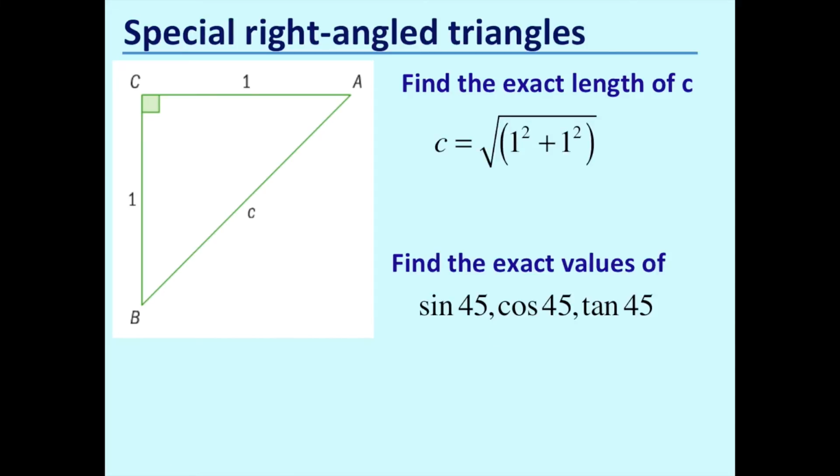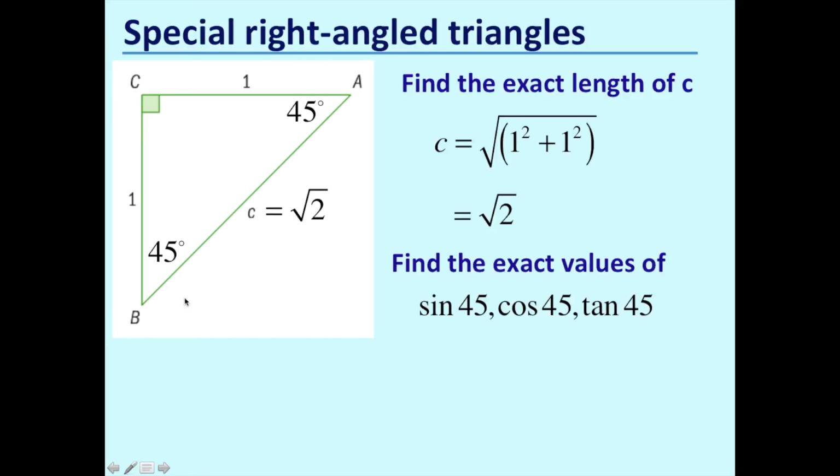The exact value for the length of C is just going to be found using Pythagoras, which is in fact root 2. The exact values are: sine 45, and it doesn't really matter which of these angles you use, is going to be opposite 1 over hypotenuse root 2. Cos 45 is going to be exactly the same thing, so cos 45 equals adjacent over hypotenuse. So these two will have the same value.